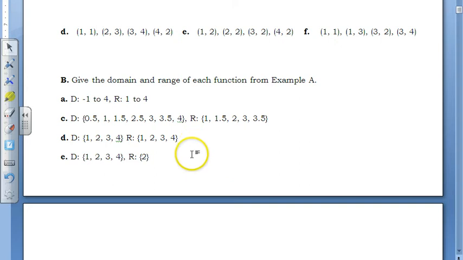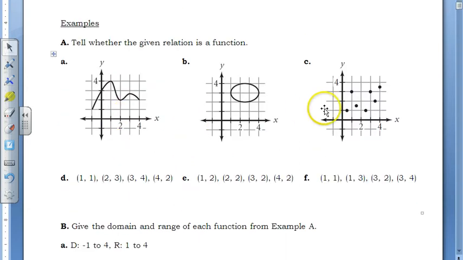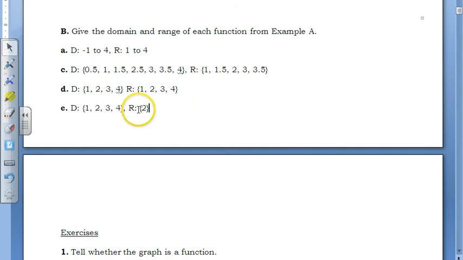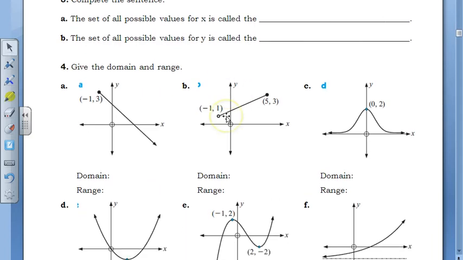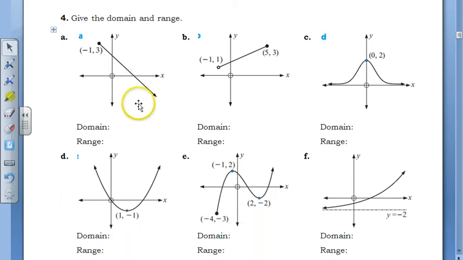Okay, so we have examples of how to tell if a graph is a function and how to find the domain and range of a function. So on the exercises, the first bunch are just yes or no, is it a function? And the second batch are find the domain and the range. Something that I don't like about the examples is that it doesn't talk about what to do when there's an arrow, so I'm going to do one of these also. And I'll do just the first one.